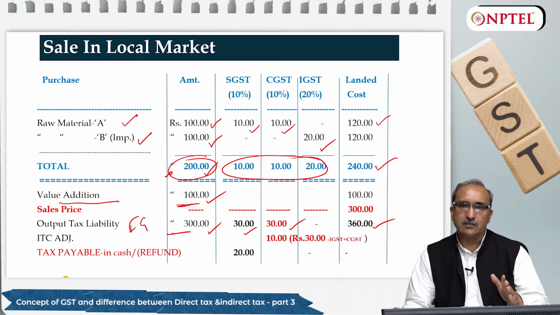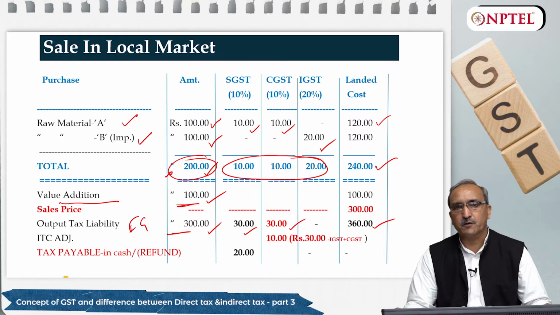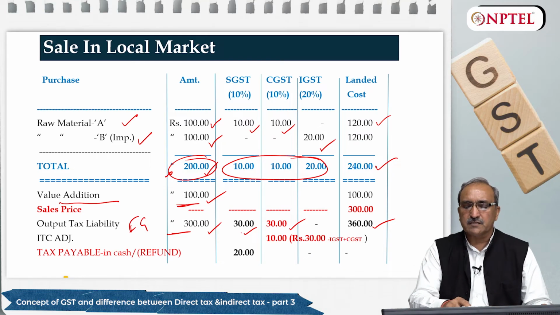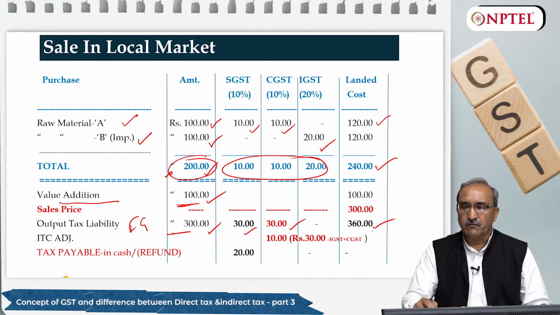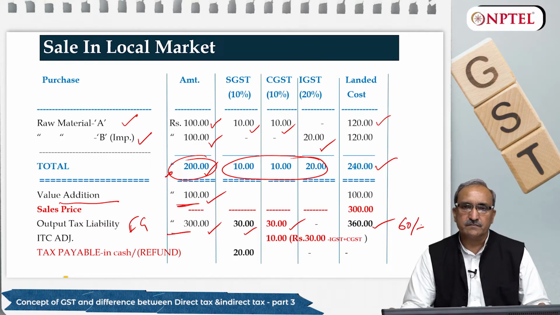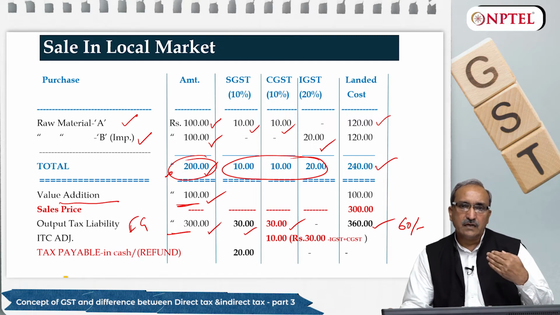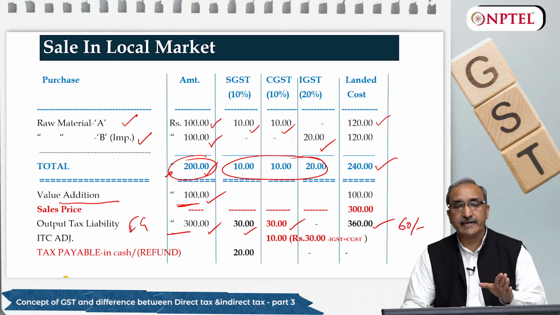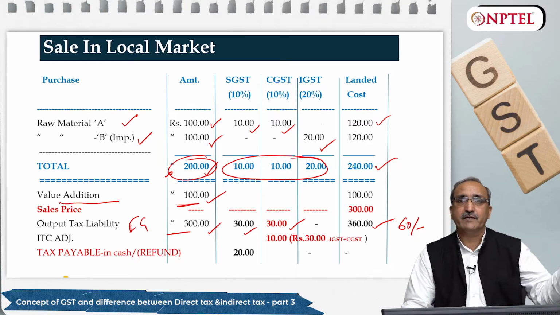Friends, my raw material is also subject to GST and my finished product is also subject to GST. So here 30 rupees CGST, 30 rupees SGST, invoice value is 360. So in 360 rupees, 60 rupees is my liability to pay GST to the government. I sold this product to my buyer, and I charged 60 rupees, 30 rupees CGST and 30 rupees SGST, which I am supposed to pay to the government because it's an indirect tax. So the buyer is paying to me and I will pay to the government.